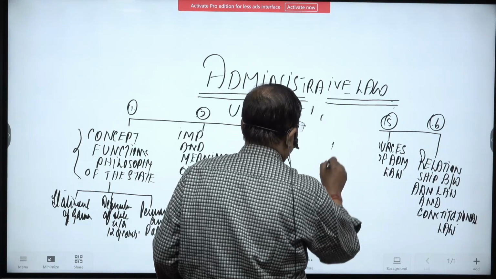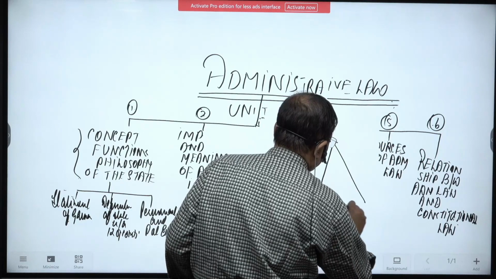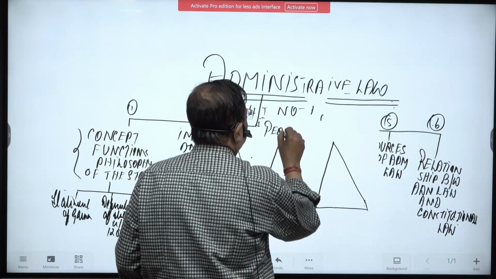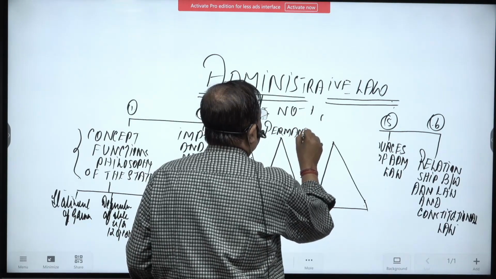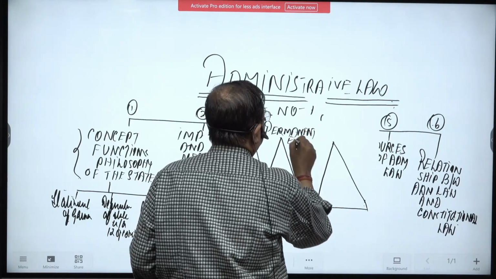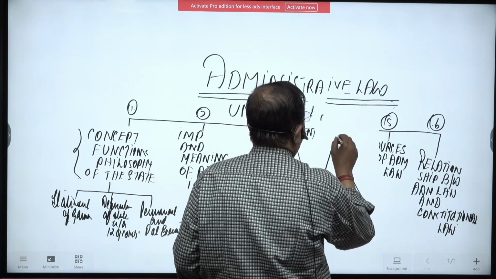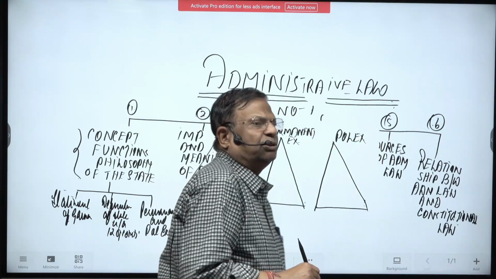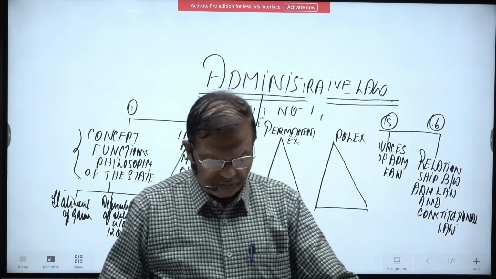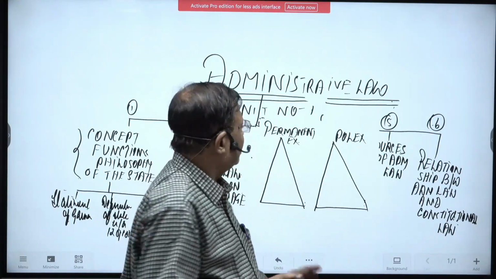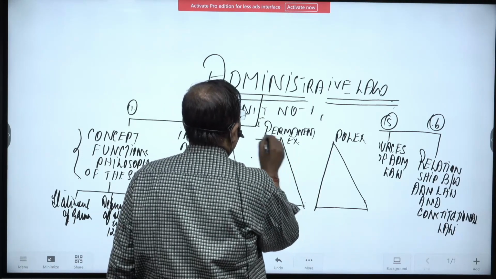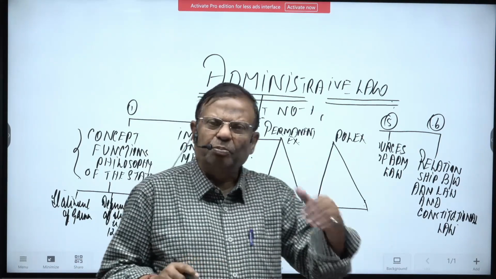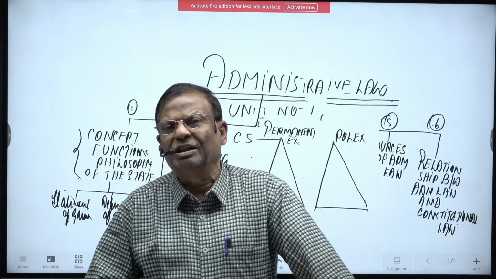there are two triangular shape structures. One is permanent executive, and the second is political executive. Permanent executive starts with the cabinet secretary, that is CS. So at the top of the permanent executive is the cabinet secretary, the highest rank you see.